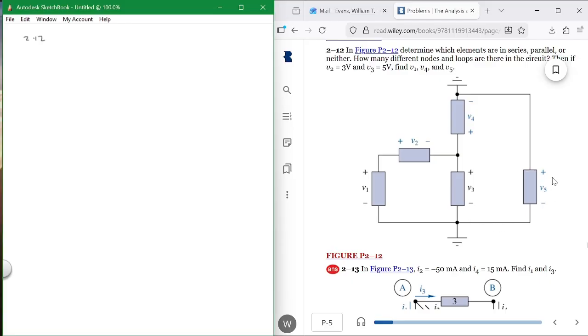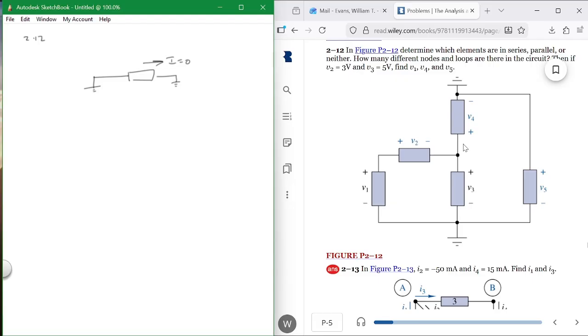Now, what's the current going through V5? If I have 0 volts over here, and I go through a resistor, and there's 0 volts over here, what's the current through there? 0. That's what we have. Okay, so it's a trick.